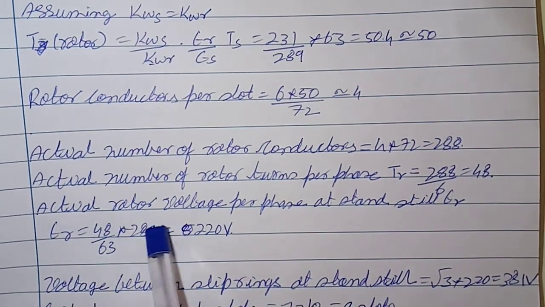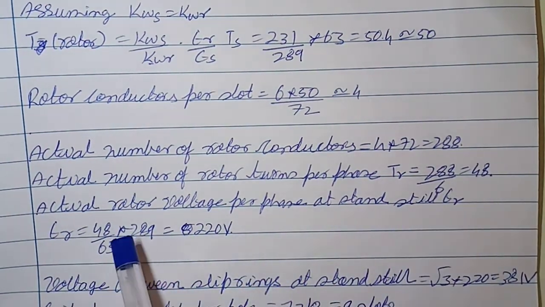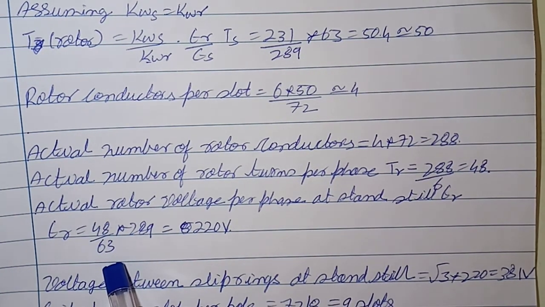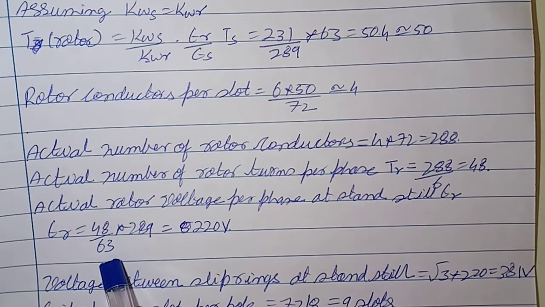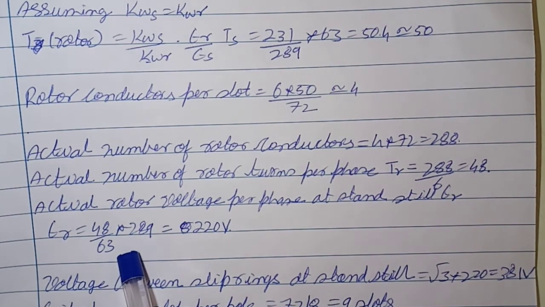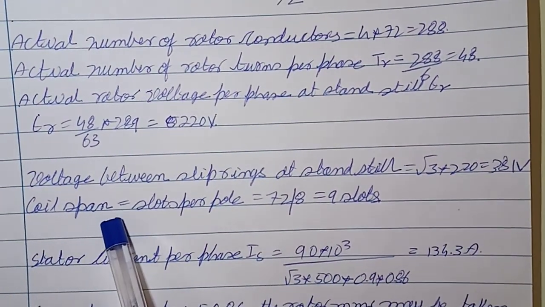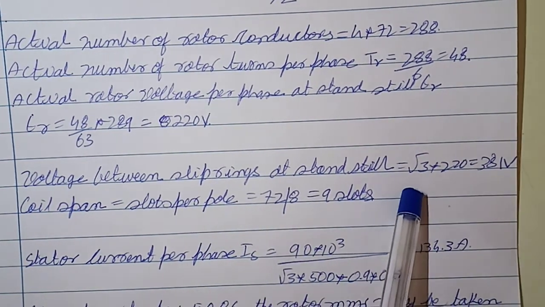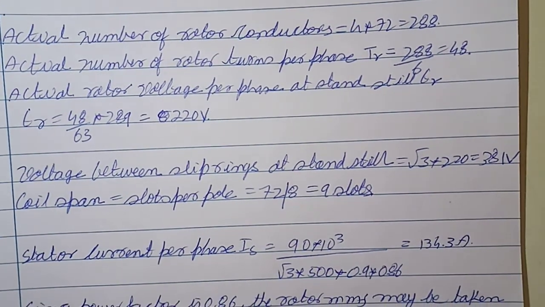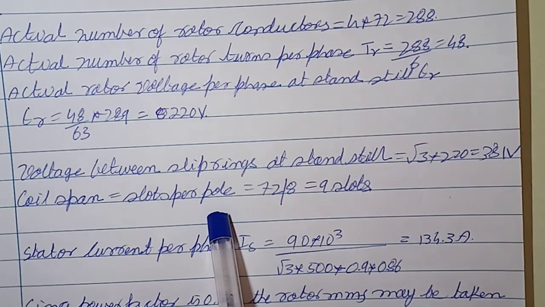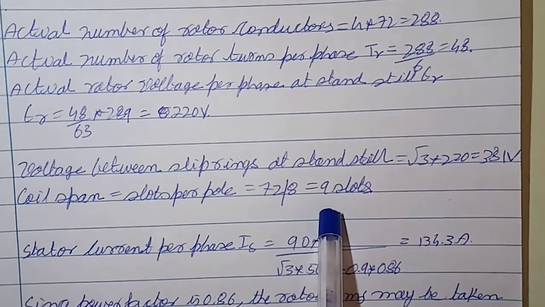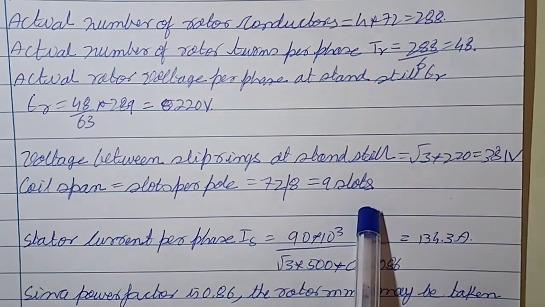So actual rotor voltage per phase at a standstill E_R is equal to 48 by 63, that is T_R by T_S into 289, which is the E_S, which is 220 volt. So that is the E_R. Voltage between slip rings at standstill is equal to root 3 into 220, which is 381 volt. Okay. So coil span is equal to slots per pole, which is 72 by 8, so it is 9 slots. Coil span is 9 slots.